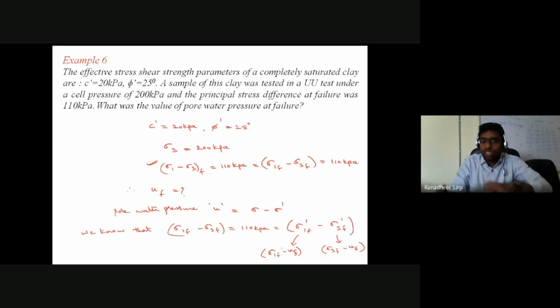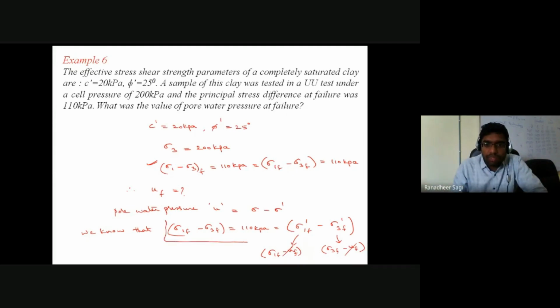If I substitute these two terms into that expression, what do I get? Sigma 1 dash at failure is sigma 1 at failure minus UF, minus sigma 3 dash at failure, which is sigma 3F minus UF. So minus of minus UF becomes plus UF, and the other term is minus UF. These two terms get cancelled upon substitution. What I have simply is sigma 1 dash at failure minus sigma 3 dash at failure equal to sigma 1 at failure minus sigma 3 at failure, which I have already represented here.